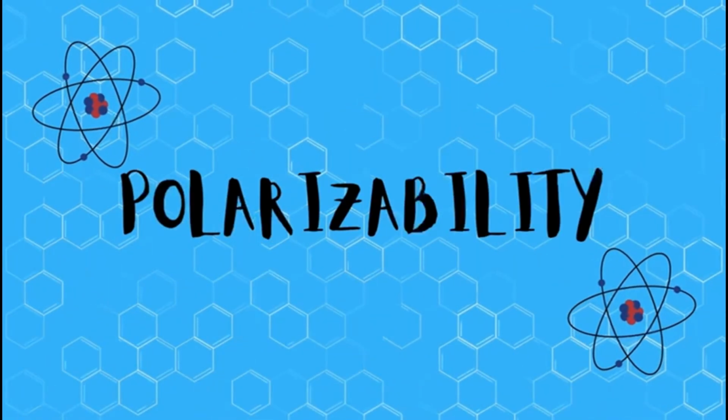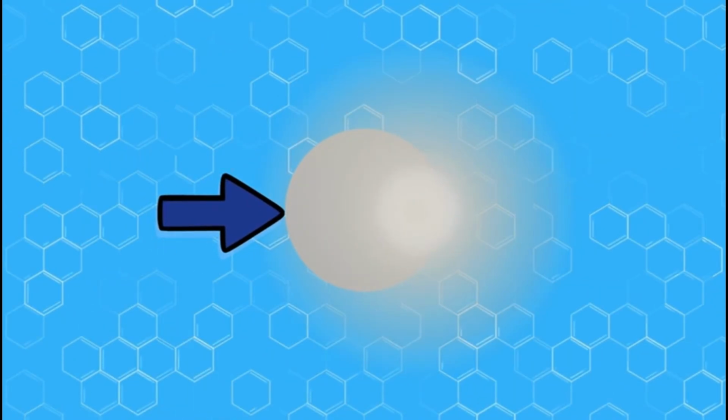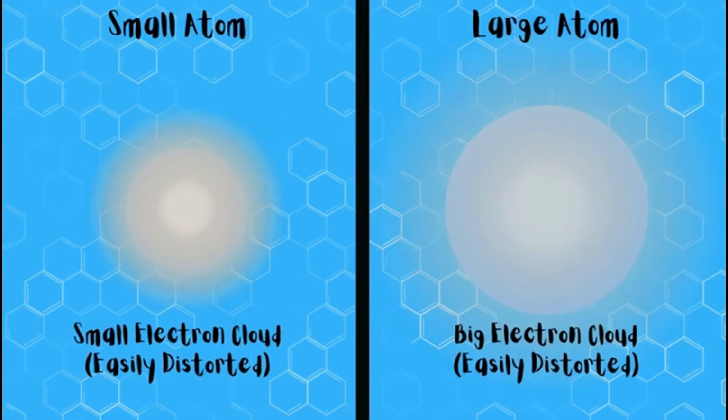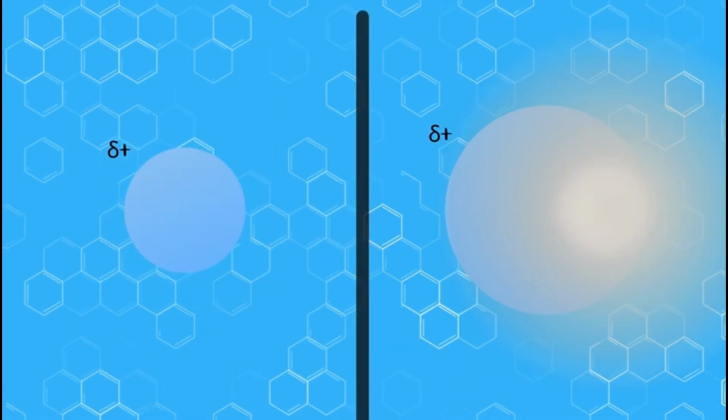Now, let's focus on polarizability. Polarizability is the ease with which the electron cloud can be shifted. The easier the electrons can shift to one side, the easier a temporary dipole forms, and that means stronger London dispersion forces.